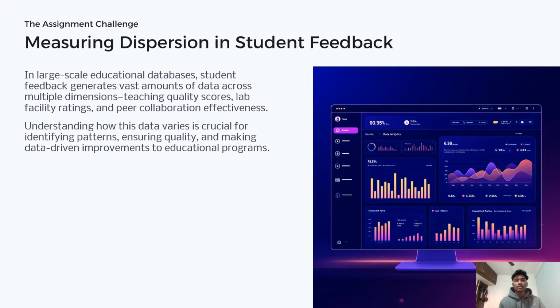In large educational systems, thousands of students share feedback across many categories. This creates a huge amount of data. Our challenge is to figure out how this feedback varies. Is everyone having a similar experience or are there major differences? Understanding the spread of the data helps institutions make better decisions and improves the overall quality of education.